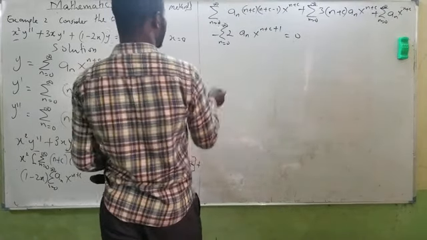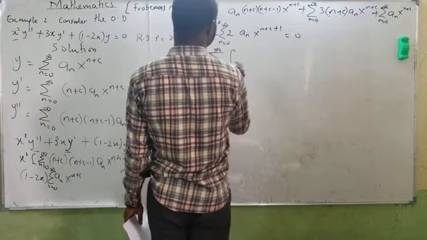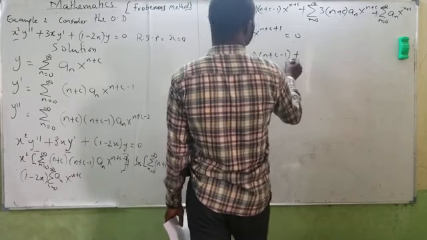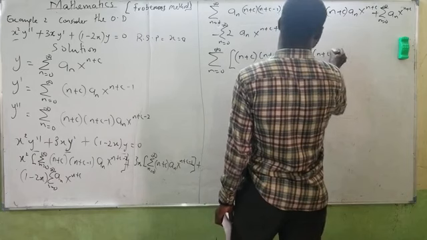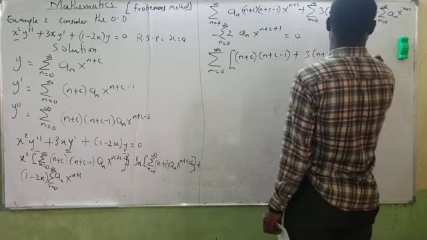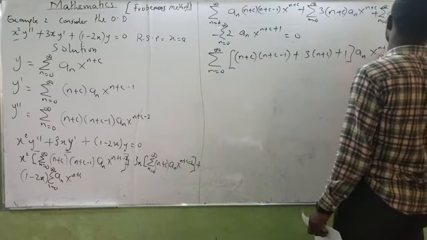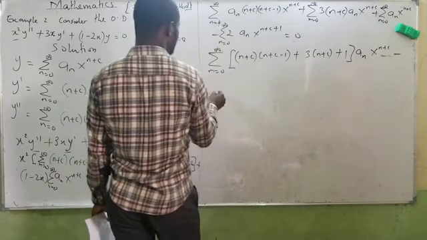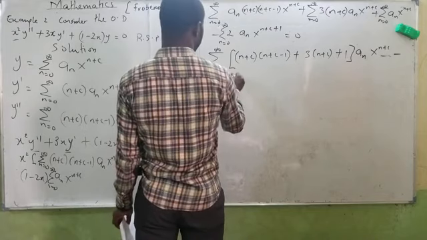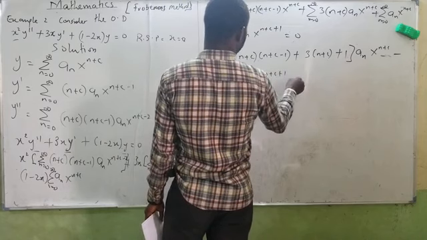Since I have that, I can combine these under a single summation, with brackets closed and opened, covering everything: (n+c)(n+c-1) plus 3(n+c) plus 1, all times a_n x^(n+c), plus the sum from n equals 0 to infinity of 2 a_n x^(n+c+1), which is equal to 0.